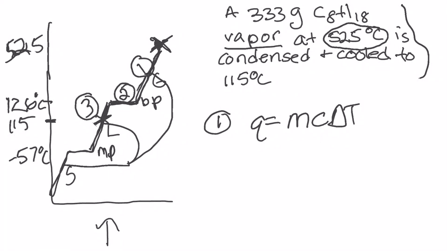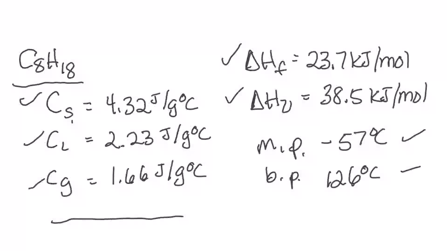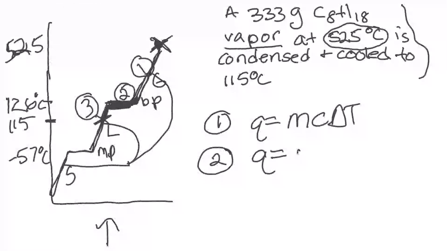So I go from here to here, step 1. Step 2, I do this horizontal line right here. That is when it's not changing temperature. It's just condensing, and I use Q equals M or N delta H. So which one am I going to need to use? Well, the delta H of vaporization is given to me in kilojoules per mole, so I'm going to have to use N delta H.